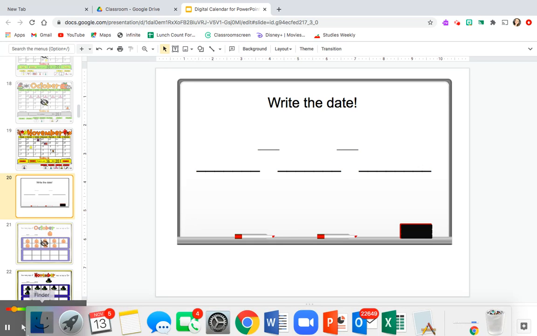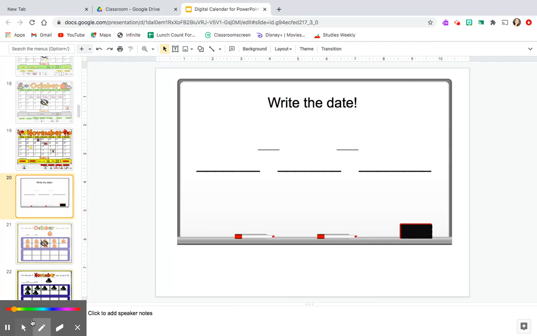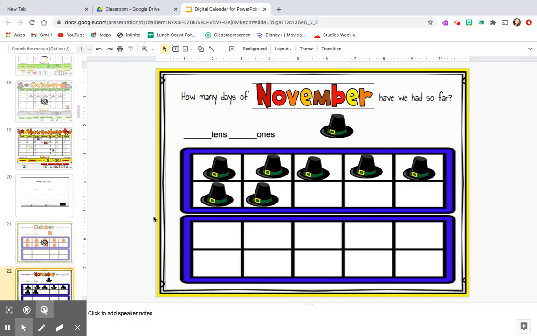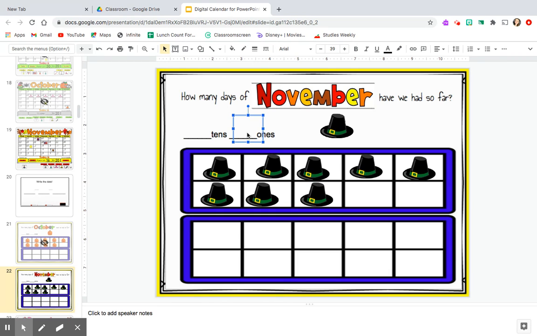All right. Oh, get my clicker back here. Okay, so now let's add another hat because we are counting how many days of November we've had in school so far. So we're filling up these 10 frames. So we have 1, 2, 3, 4, 5, 6, 7, 8. That's still in the ones because we haven't filled up this 10 frame just yet. So we have 8 days in November so far.